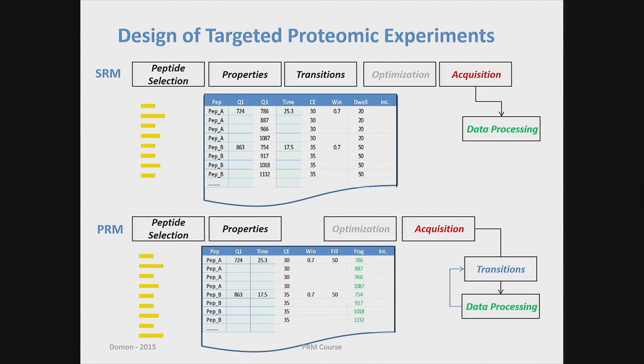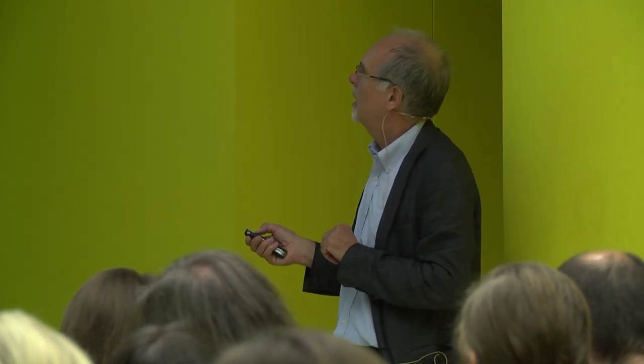In a PRM experiment, basically we split the workload in two. The first part is just the same way as in an SRM. You define your peptides, you define when they elute, you just measure your full spectra at the right frequency and rate, so you have a good data set, and then the data processing comes and you select the transitions.